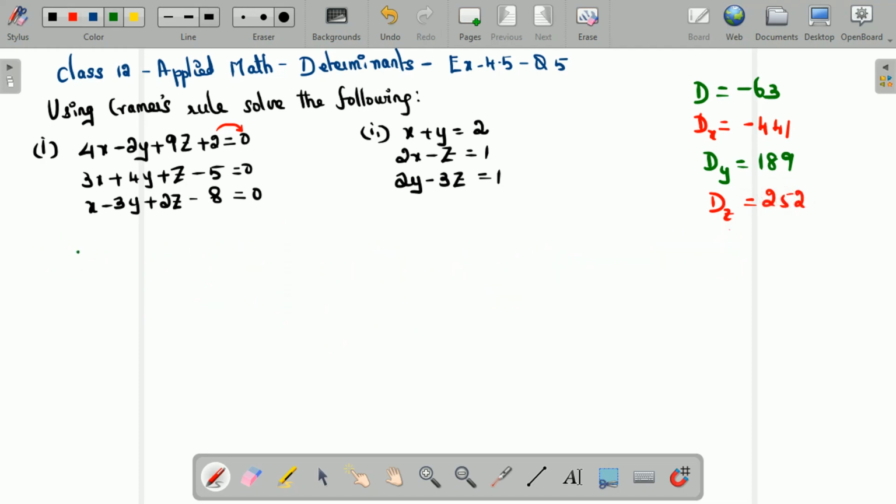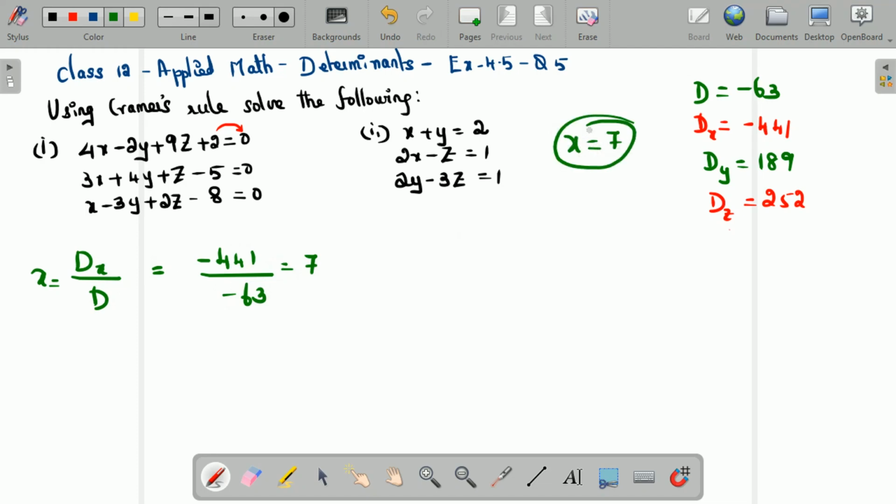So now let's compute x, y, z. So x is going to be equal to dx divided by d, which is going to be minus 441 divided by minus 63, which is equal to 7. So x is equal to 7.